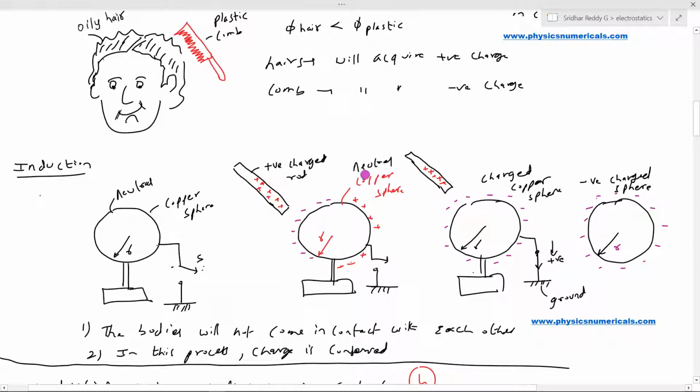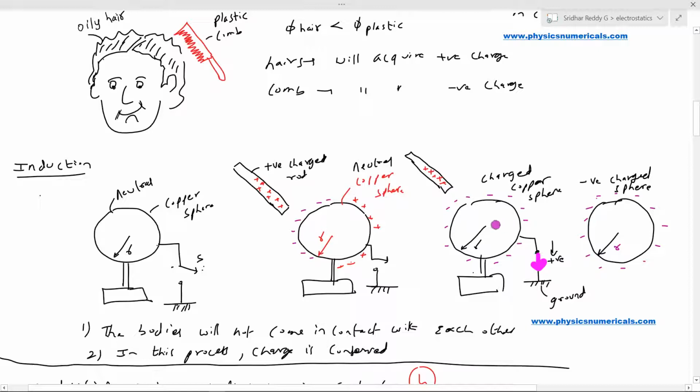I wrote it: neutral copper sphere. So the charge gets redistributed. What do I mean by that? The electrons present here will get accumulated here. The region with a deficit of electrons will be positively charged, and the region with excess electrons will become negatively charged. This is the idea. Now I'll close the switch.